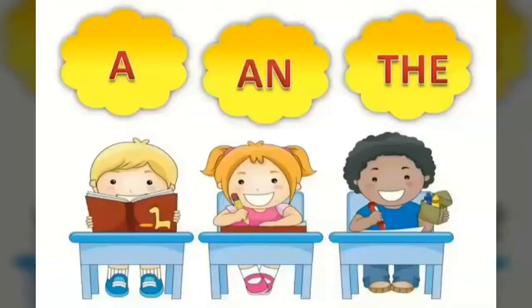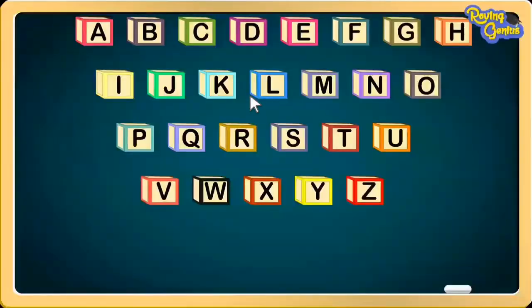Three types of articles: a, an, and the. ये a और an singular noun के साथ use होते हैं, and the is used with singular and plural both, but for particular. But before that we should know vowels and consonants before we use these articles.